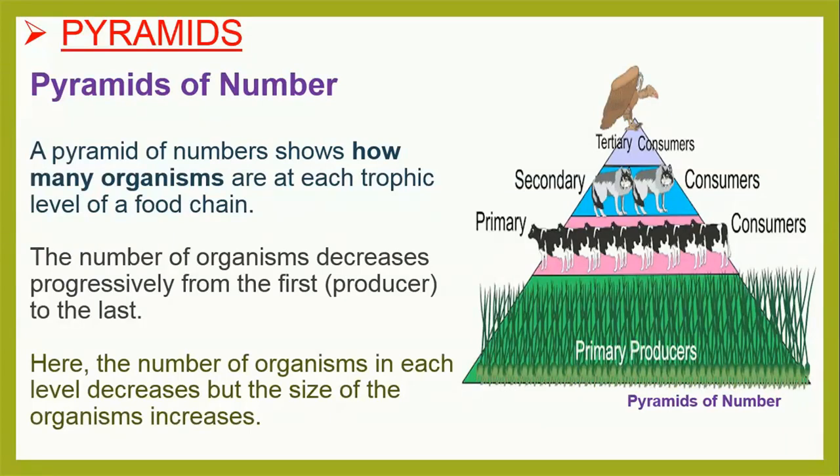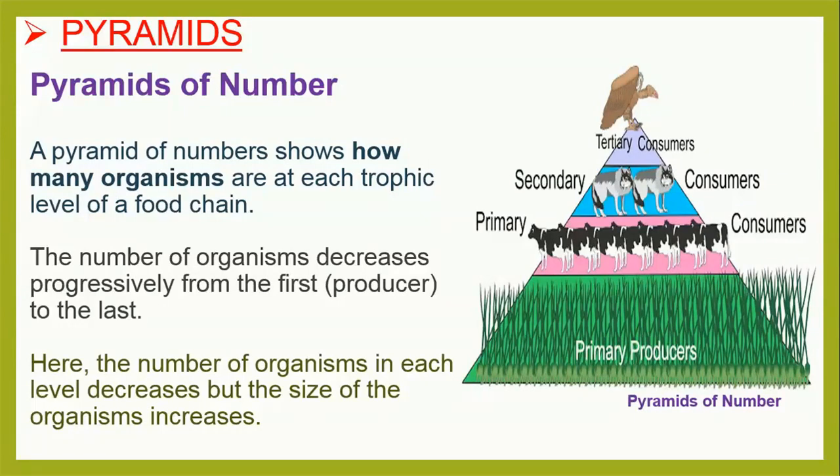Now we have three kinds of pyramids in a functioning ecosystem. All right, the first one is the pyramid of number. Now a pyramid of number shows how many organisms are found at each trophic level of a food chain. Normally the producers are usually much more in number, and the number of organisms decreases progressively from the first, which is usually the producer, to the last as it goes up the pyramid.